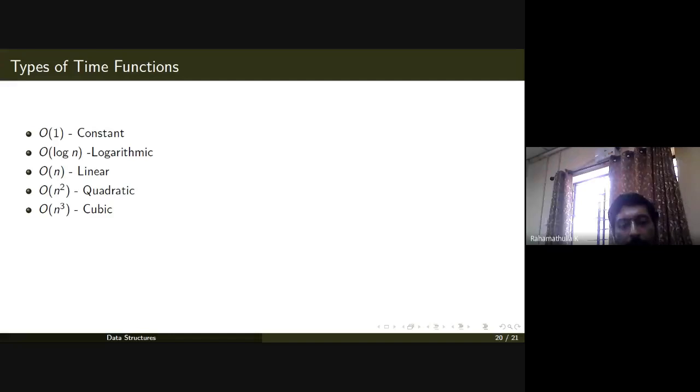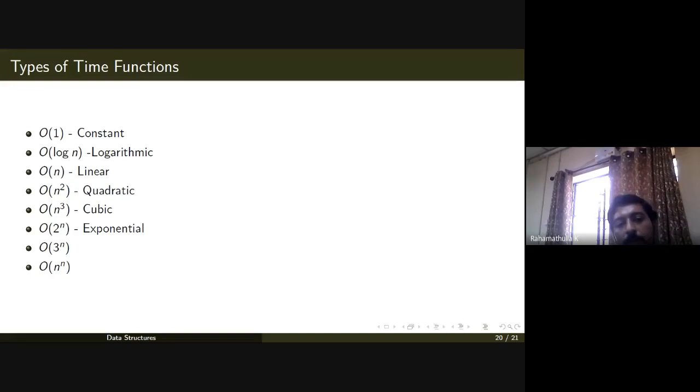Cubic, order of n cube. We have seen an example of a cubic time function, multiplication of two matrices. Order of 2 raised to n is exponential complexity. Order of 3 raised to n may have an even larger complexity. So these are the different types of time functions, and most of the time for any algorithm, you will get a combination of these complexities.